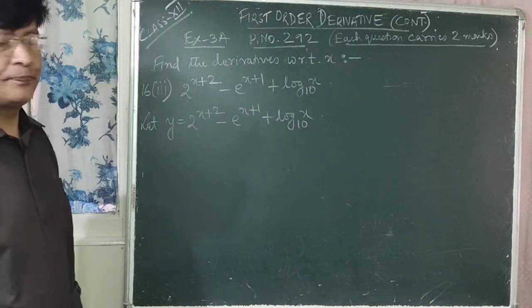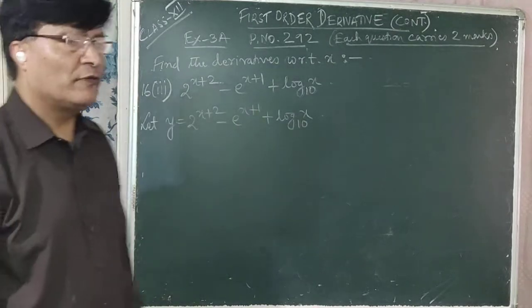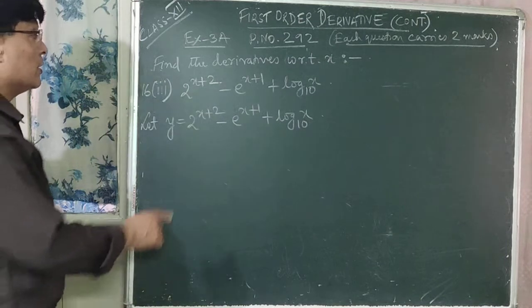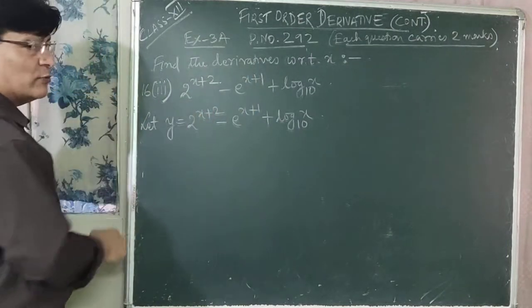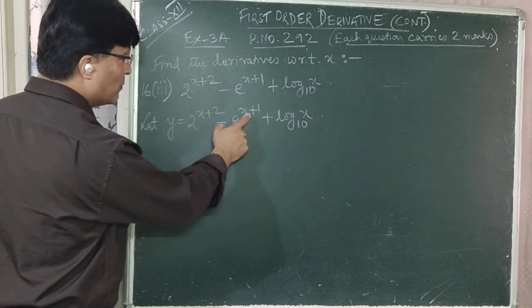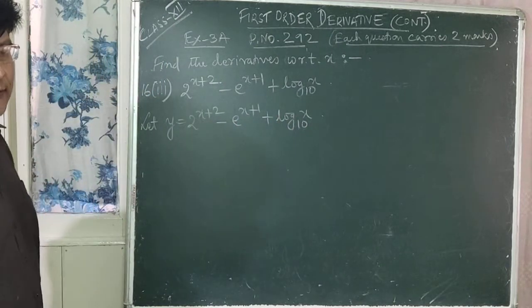So now we'll do the next question, that is 6 number 3. Find the derivatives with respect to x. Okay, so you have to find out the derivative of this function with respect to x. That is 2 to the power x plus 2 minus e to the power x plus 1 plus log x base 10. You can directly differentiate it.